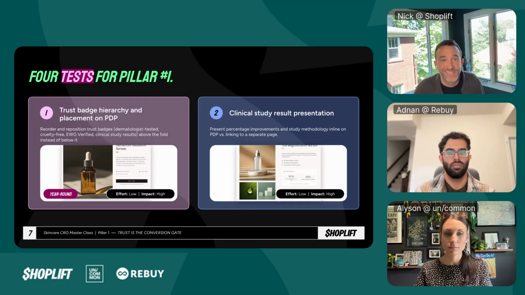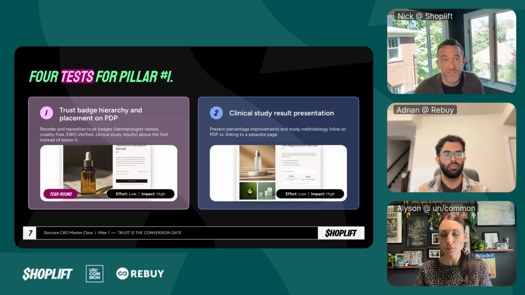First one, trust badge hierarchy and placement on the PDP. What I observe is that most skincare brands have 1, maybe 2, maybe even 3 elements of that trust stack, but how you mix and match and how you actually utilize them on your PDPs can often feel like a little bit of vibes or a shot in the dark. Maybe your consumers lean more authority driven. Maybe they lean more UGC driven.